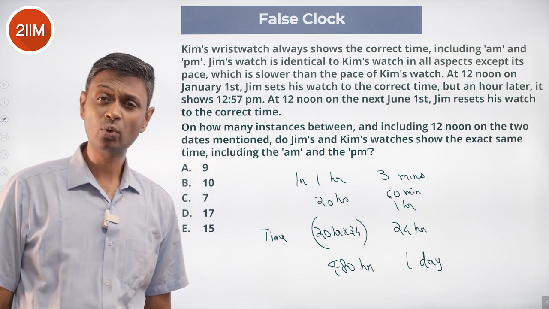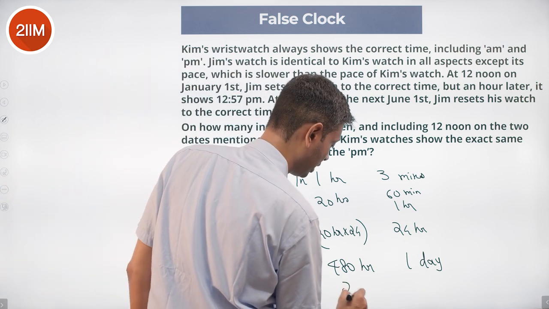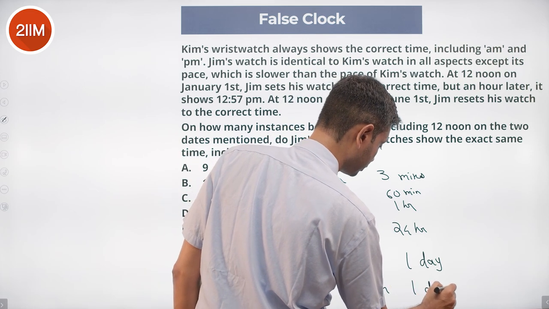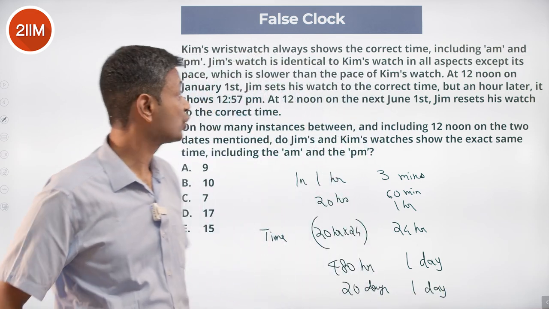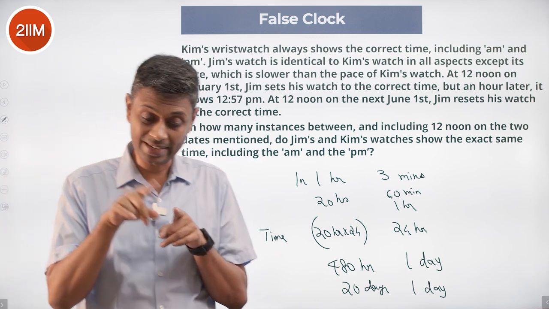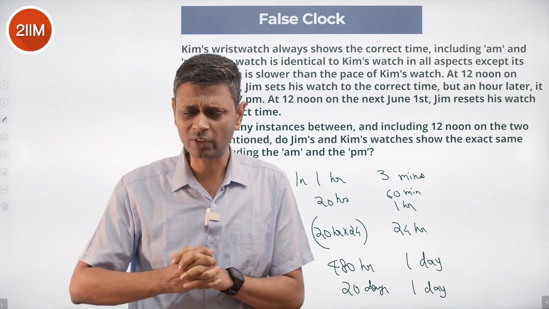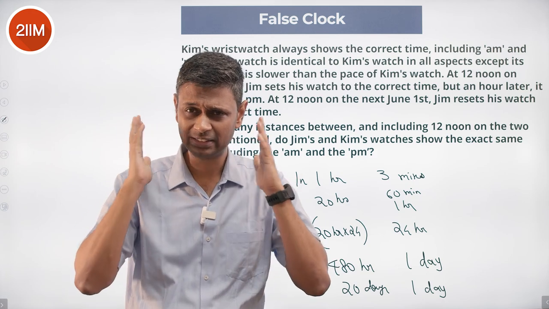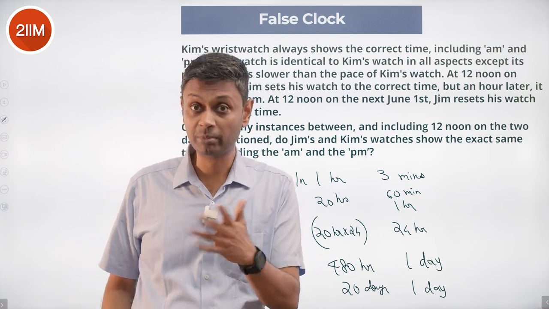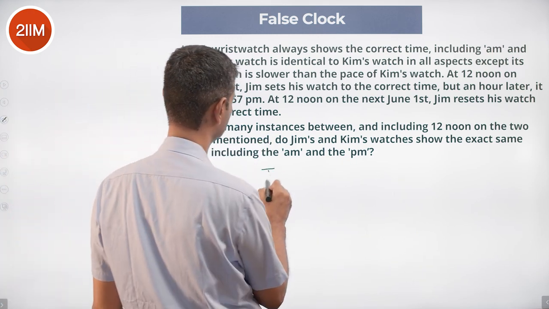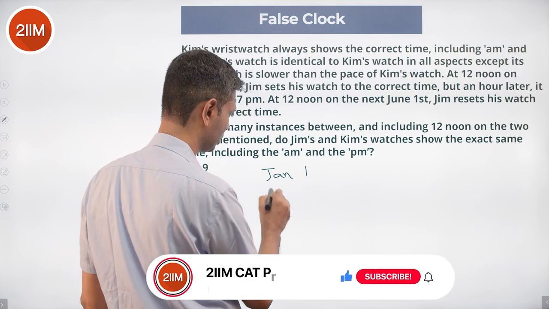480 hours is 480 by 24. In 20 days, it loses 1 day. So when Kim's watch has done 20 days, Jim's watch has done 19 days, and therefore it is lovely, the times match and it's exactly the same time, including the AM/PM angle. Right? So now it's done. So on Jan 1, it worked.